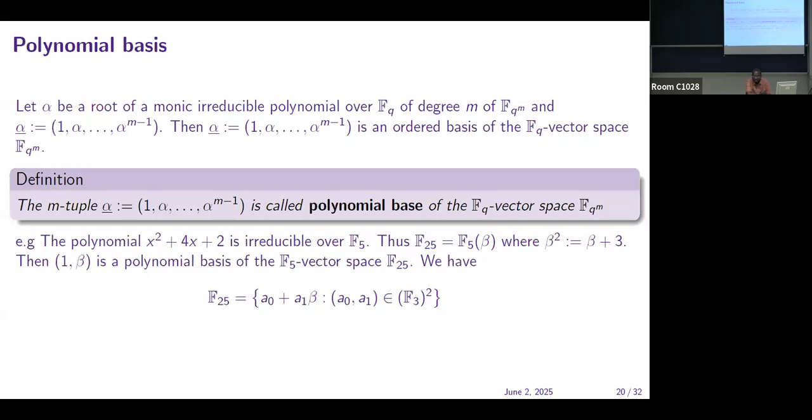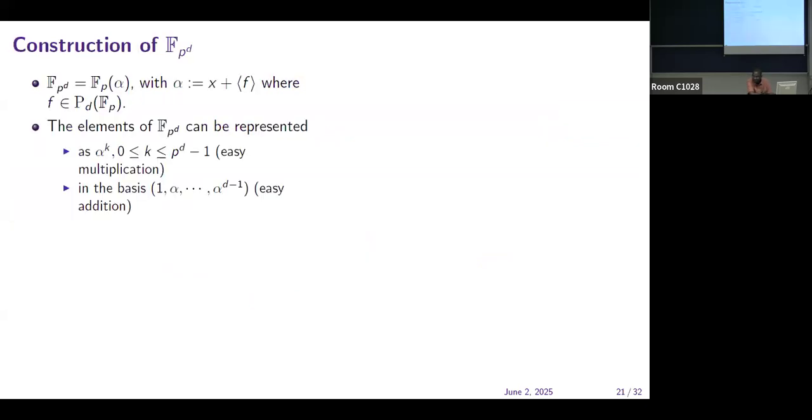In this polynomial basis, to perform addition it is enough to compute the coefficients. For example, the construction of F_p^d, where P is a prime number: the field order P is a prime, and it suffices to take a prime number P.